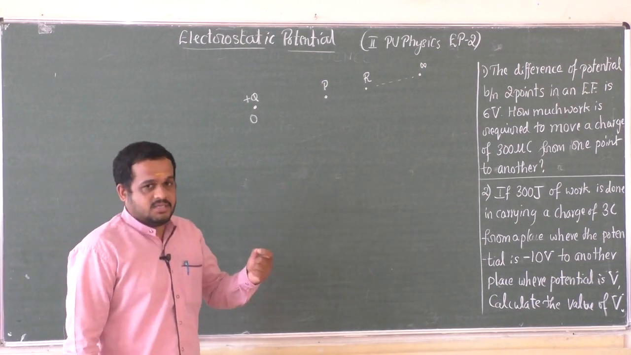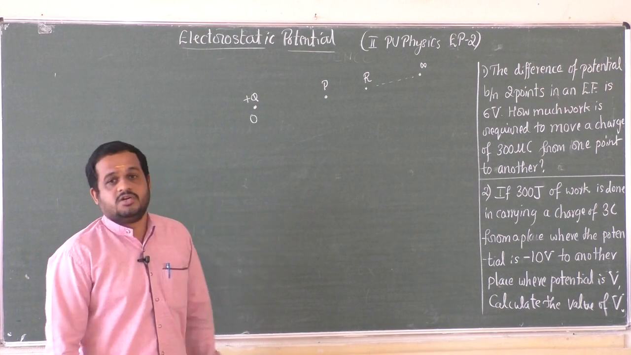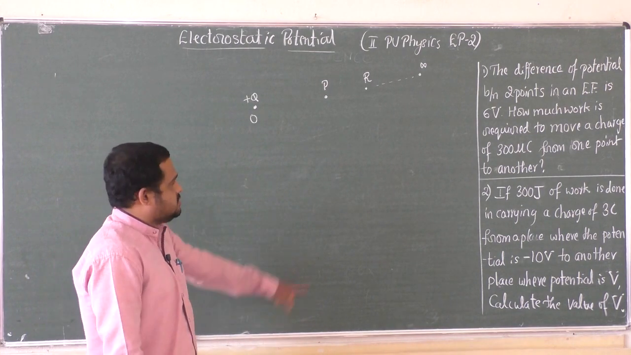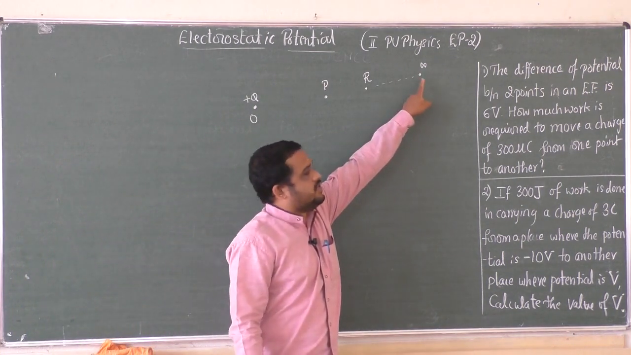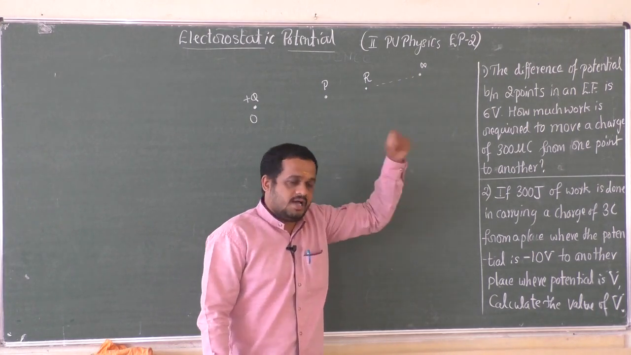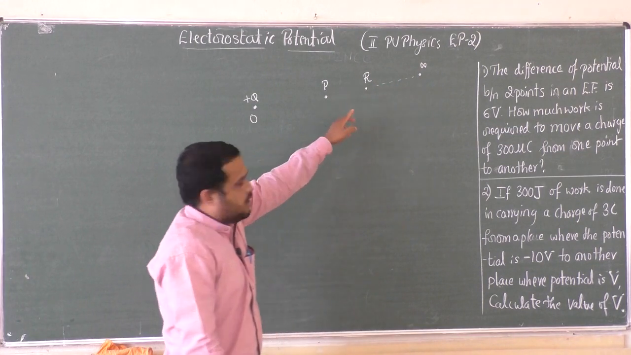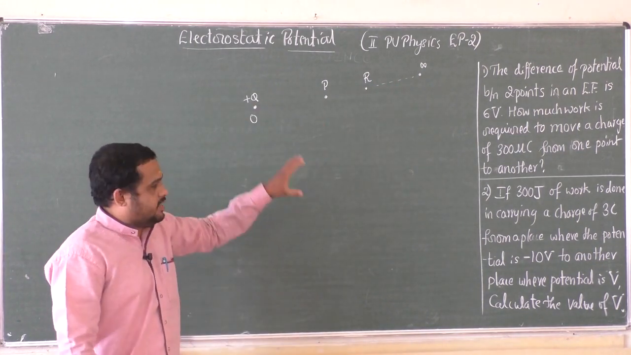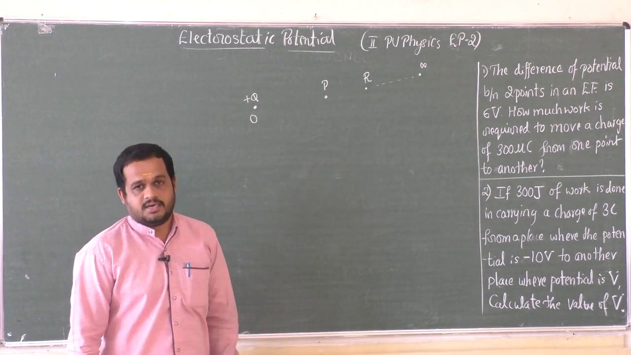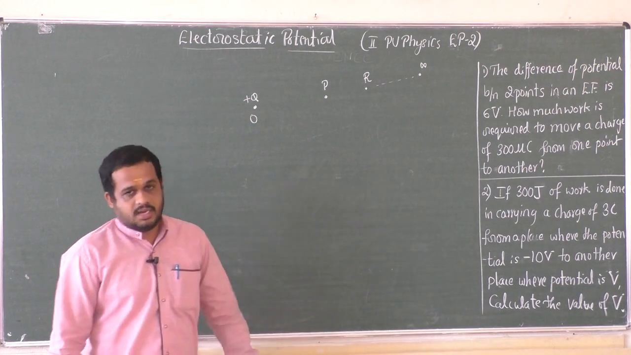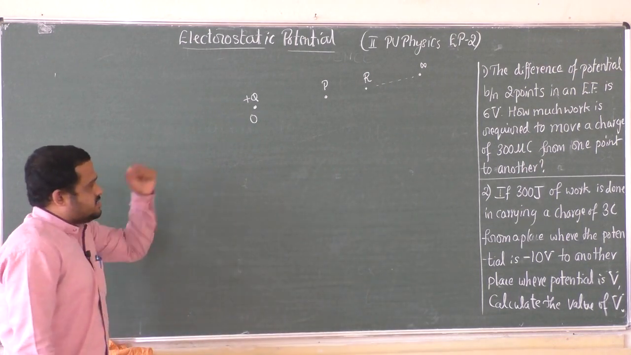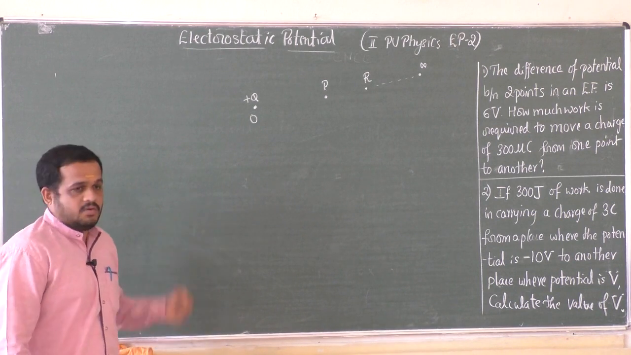So in both cases we discussed different equations or conditions for the work done in shifting the test charge plus Q, as well as the unit positive charge, from infinity to some point P or some point R, and in each case what is the amount of work done, that we discussed in the last class. Now in the same example, let us continue our discussion.